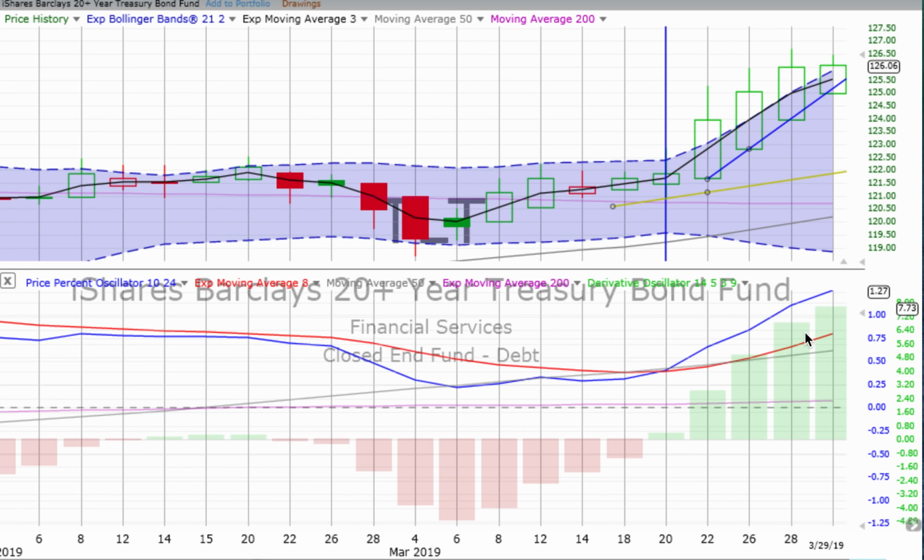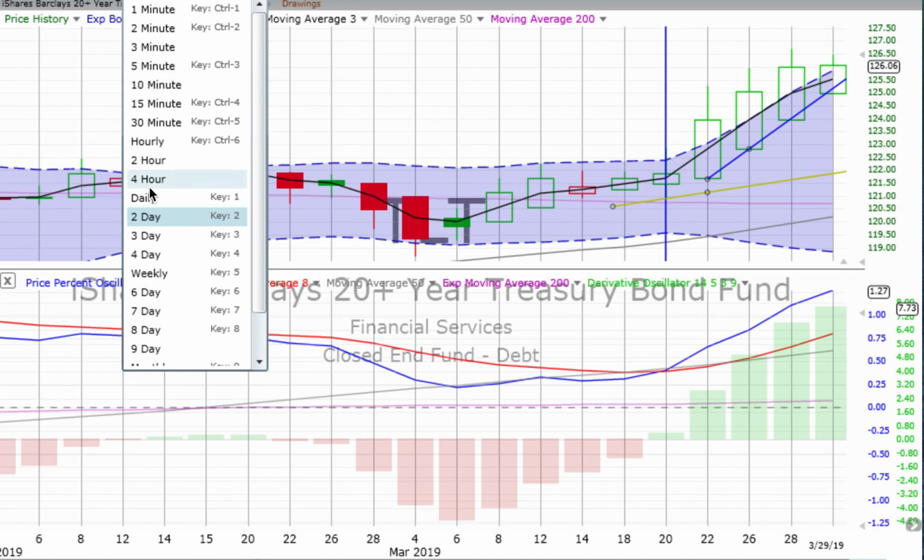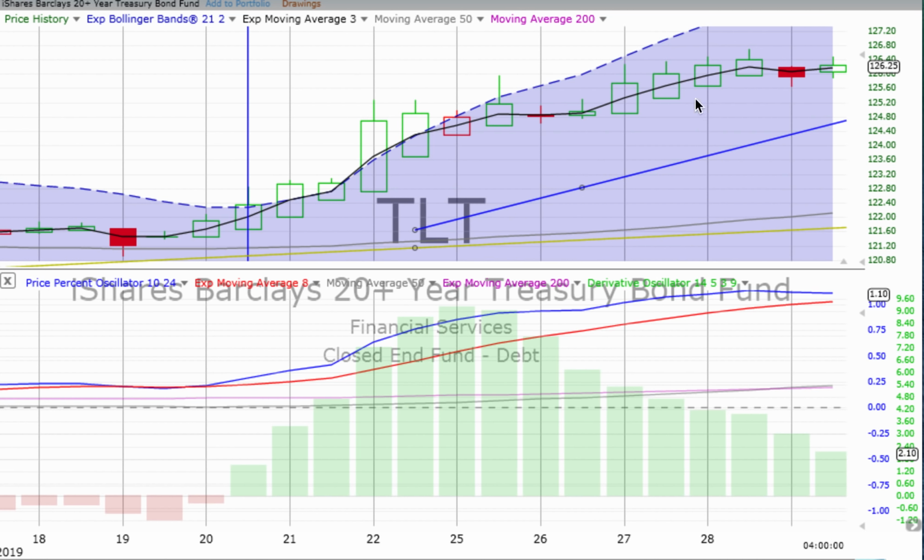Price percent oscillator tapering a little bit. Derivative oscillator, however, still oscillating further up. We go to the 4-hour chart. What do we see there? Really a sideways slide for the last day and a half. So we'll watch and see what we have to see.